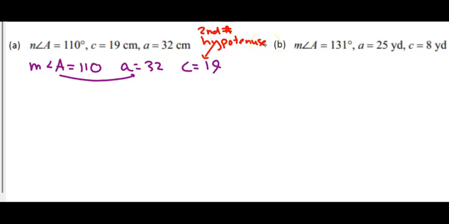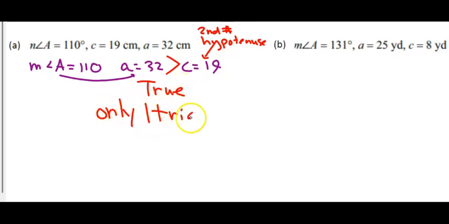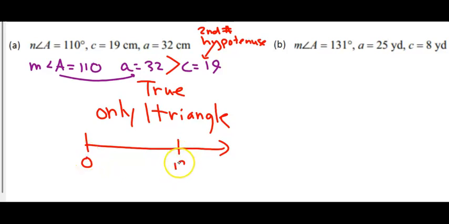trying to decide if you have 0, 1, or 2 triangles. So the first thing to do is decide if the length of A is greater than the other side. And the answer here is yes. So since this is true, there's only one triangle. Because if we are making a number line, where 19 is the second number, 32 would be out to the right of it. And this again is where there is one triangle.